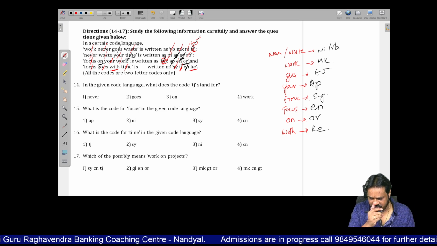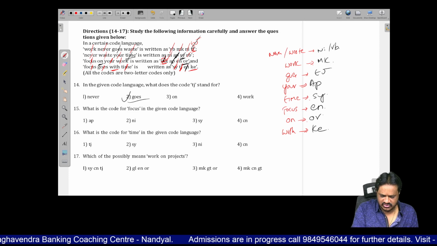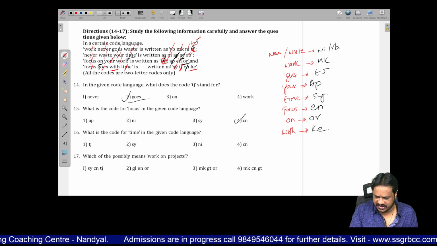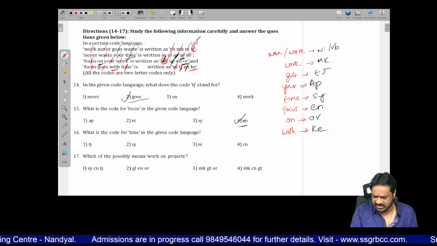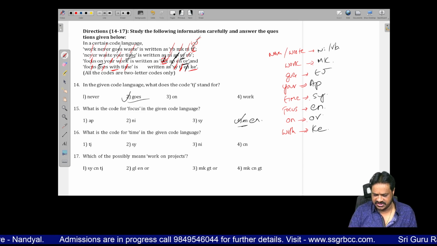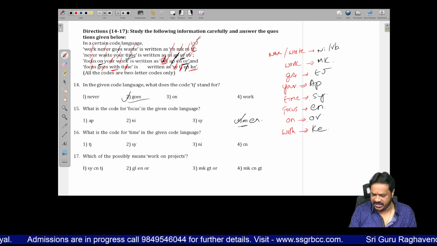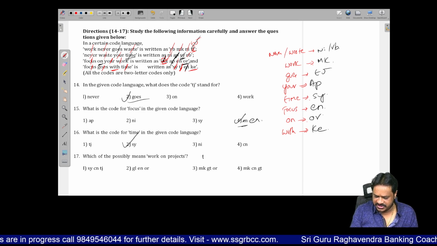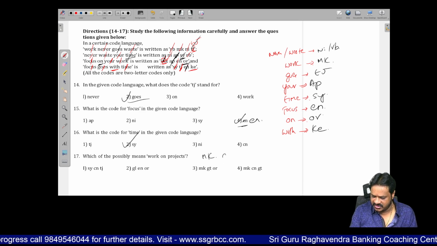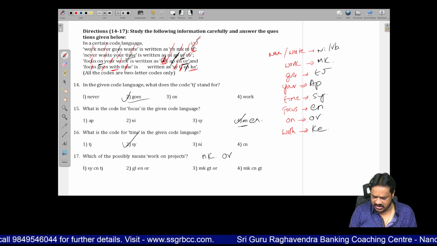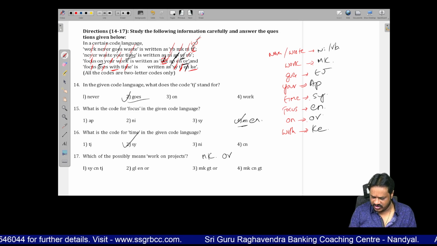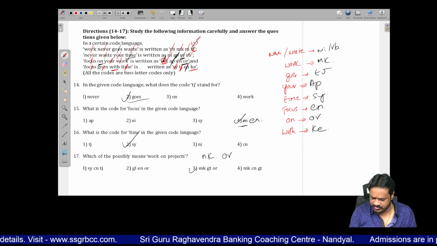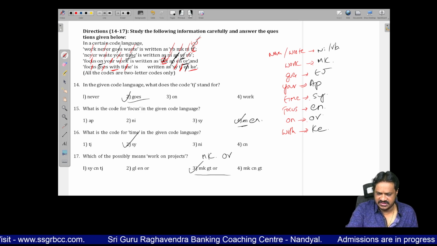Now what is the code for TJ? TJ means goes. What is the code for focus? Focus means EN. The last option, it is EN, not CN. What is the code for time? That is SY. What is the code for work on projects? Work means MK, on means OR. Along with MK and OR, there should be a new word. Option 3 is the correct answer.